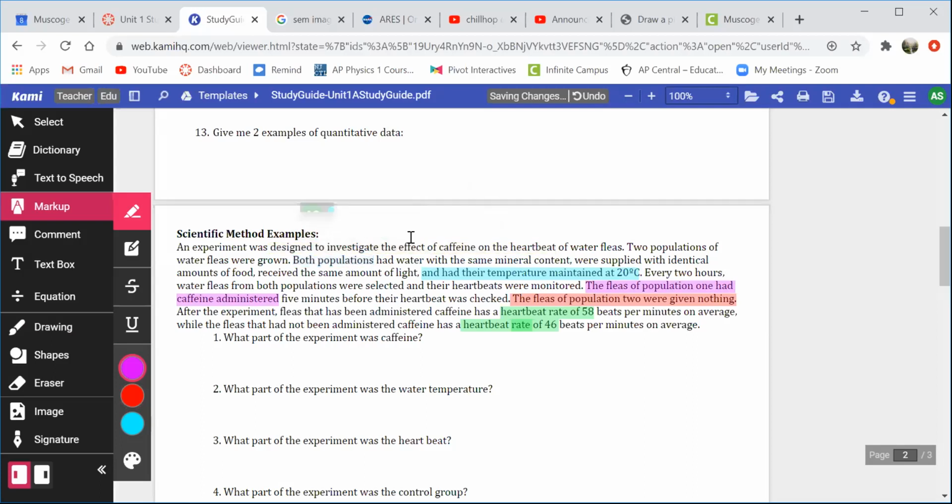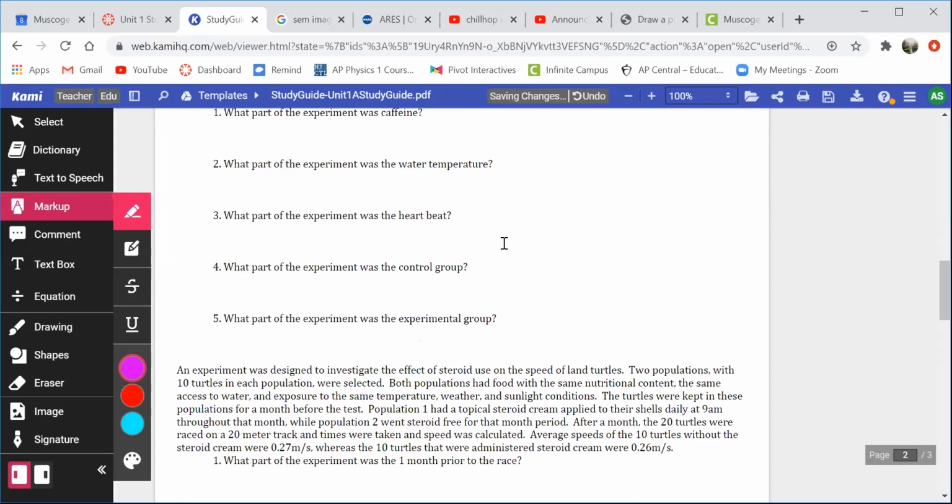I'm just going to start erasing these. So hopefully that made sense, and you can start to see how experiments are set up. So you wonder, does it affect their heartbeat? Well, how am I going to test that? Well, I need to keep everything else constant, but then I'm going to administer that caffeine, and we're going to see just how that affects it, and we're going to measure that. All right. This is a pretty good experiment.